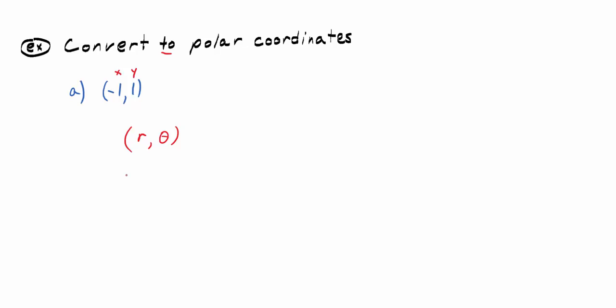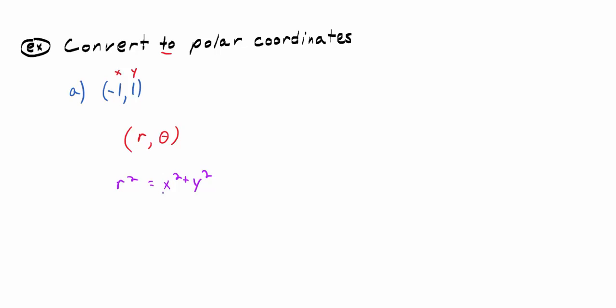But I like what you said. You told me a relationship that's important. You told me that r squared is equal to x squared plus y squared. And that will get me r. I can use that to get r, right? Because I know x and y. So you have to know what you have in order to figure out how to get what you want.